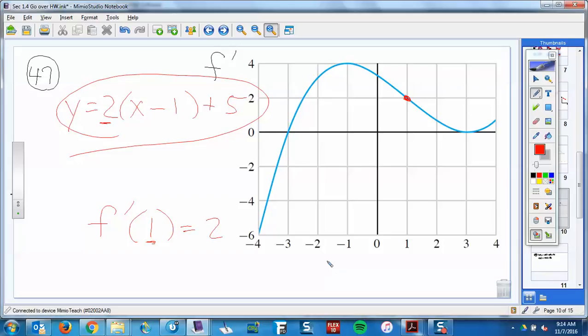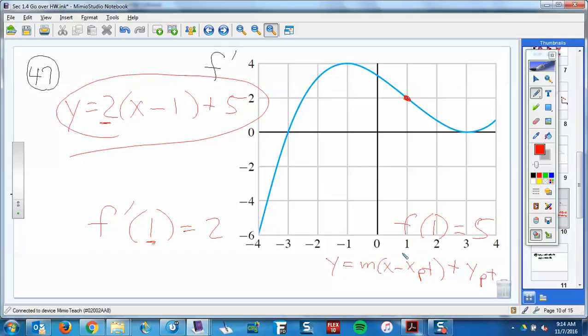Because point slope form is y equals m times x minus my x point plus my y point. They told me they wanted the tangent line, the equation of the line at that point right there. So again, how do I find the equation of the tangent line? You find it like you find any line. You just need an x and a y and a slope, right? Usually they're going to give you the x and the y, and then you get the slope, and it's going to be the derivative.